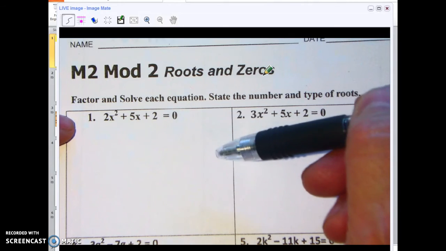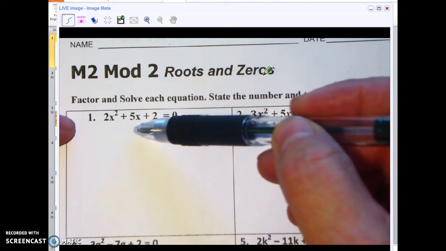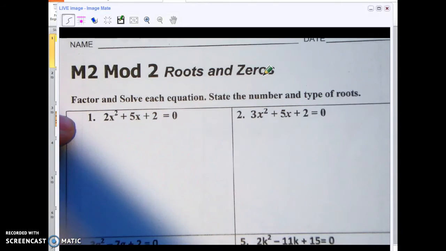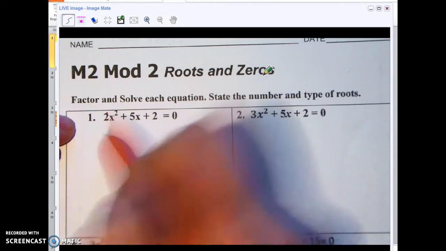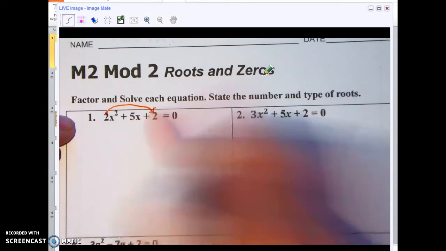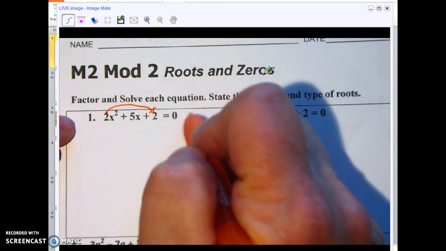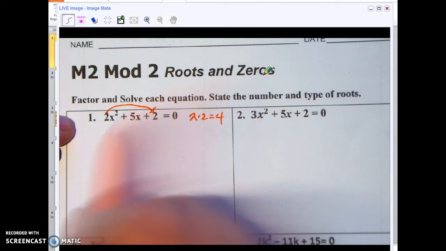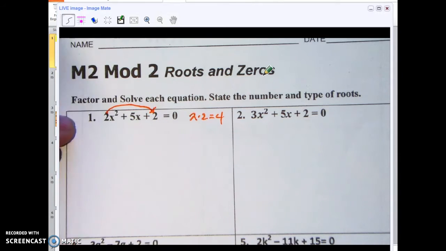This is not 1, so we're going to use the slip and slide method, which means this is A. I take A, I move it over to C and multiply. So that's going to be 2 times 2 equals 4. Now I'm going to rewrite my equation, and notice it's set equal to 0.